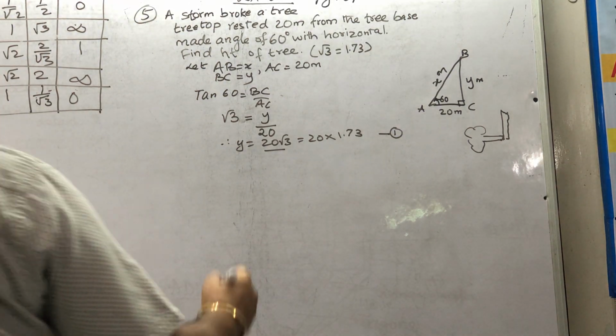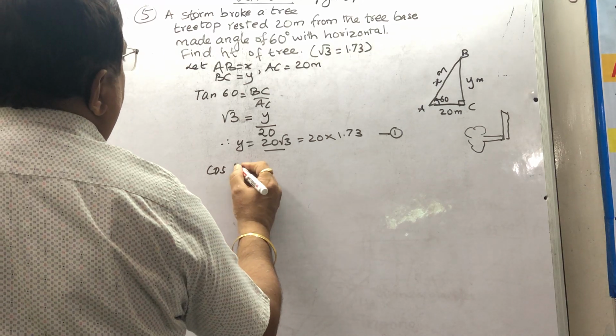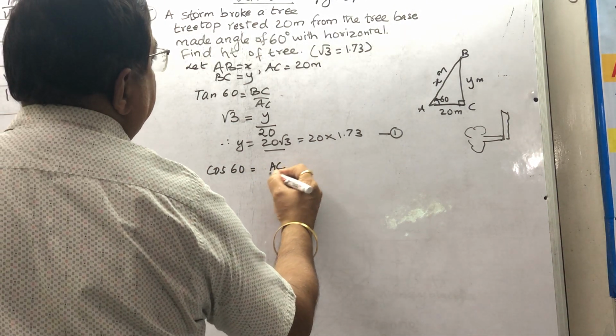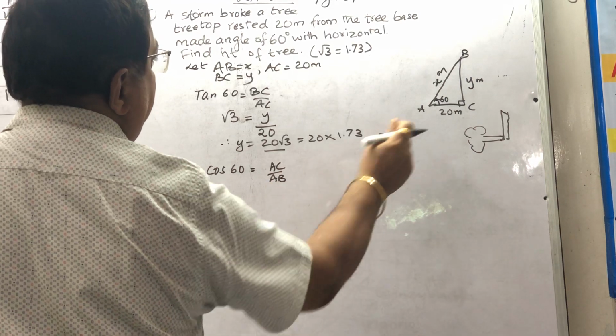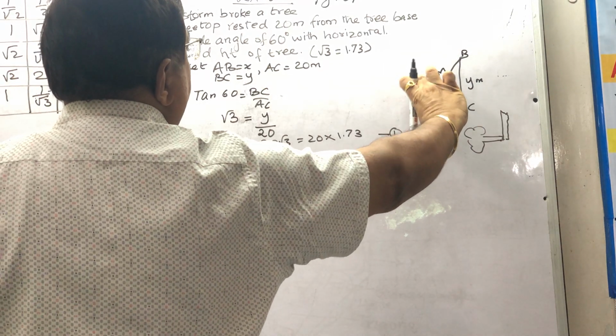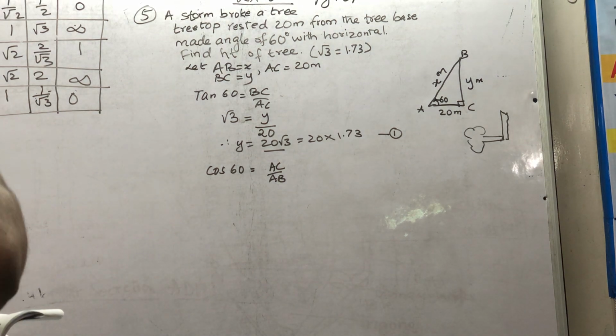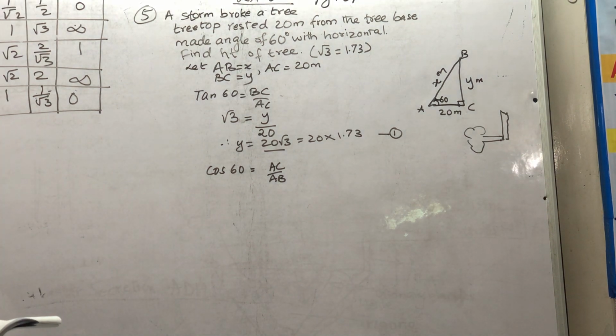Then I will go for cos. Why did I go for cos? Cos is AC upon AB. I will go for one known, one unknown. The tree has fallen. So I must find it. Okay?